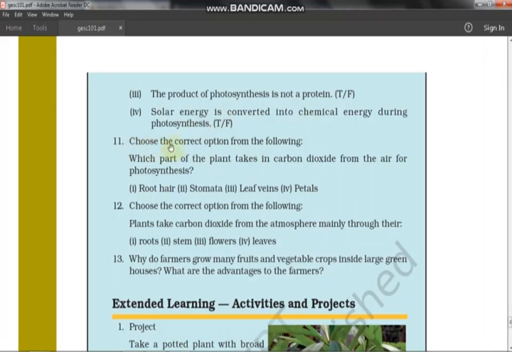Now the 11th one, choose the correct option from the following. Which part of the plants takes in carbon dioxide from air for photosynthesis? So they are what? Stomata, obviously, because leaf vein, petals, root hairs do not contribute in taking in the carbon dioxide. So only stomata is the answer. Choose the correct option from the following. Plants take carbon dioxide from atmosphere mainly through their leaves, obviously. So this is the end of the book exercise.